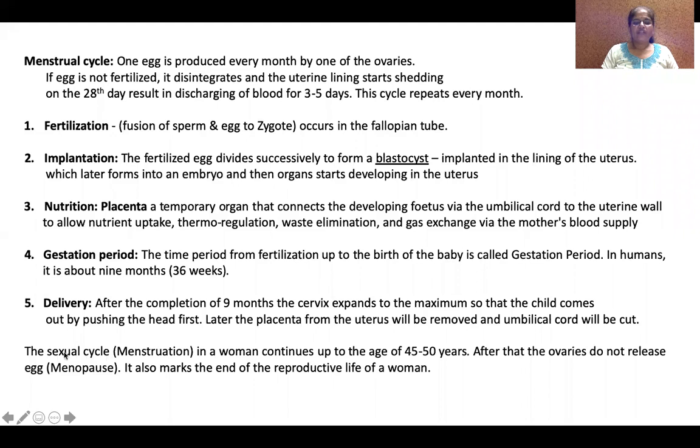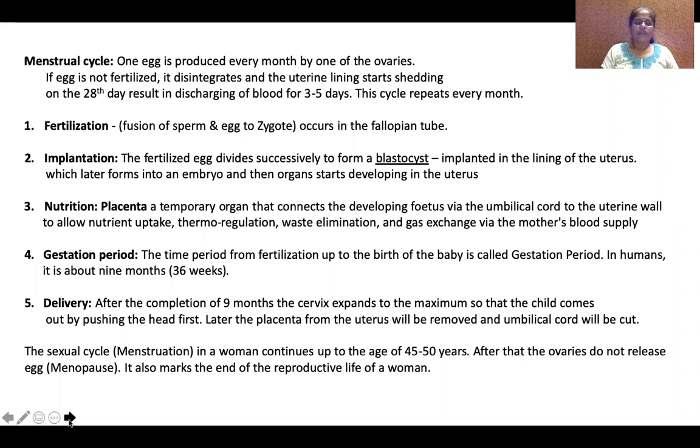Okay, the sexual cycle or menstrual cycle for a woman continues up to the age of 45 to 50 years. After that, eggs will not be released from the ovaries. That is called menopause. Starting of the menstrual cycle is called menstruation. Ending of the menstrual cycle is called menopause. It also marks the reproductive life of the woman.